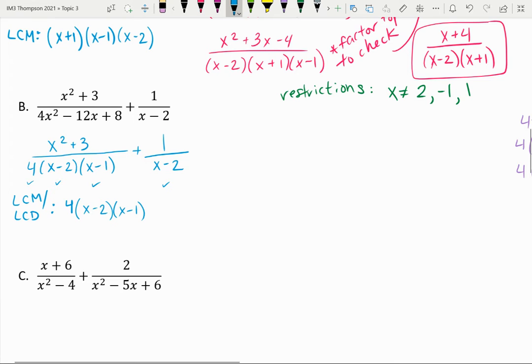In order to be able to add these fractions, I need a common denominator. So I check. On the left-hand side, what is my denominator missing? Nothing. I don't have to multiply by anything. Awesome. On the right-hand side, what am I missing? Well, I've got the x minus 2, but I need a 4, and I need an x minus 1. So I'm going to have to multiply by 4 and x minus 1.